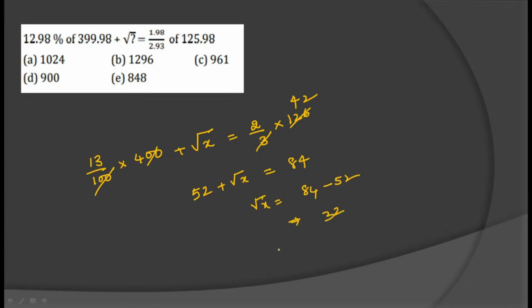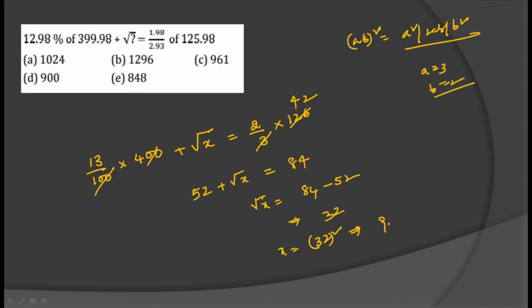Now the value of x is equal to 32. Now 32 whole square means, guys, see, 3 square is equal to 9. So we already completed calculations in the previous session. So (a+b) square means a square, 2ab and b square. Now here a is equal to 3, b is equal to 2.